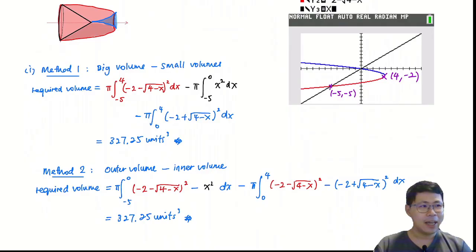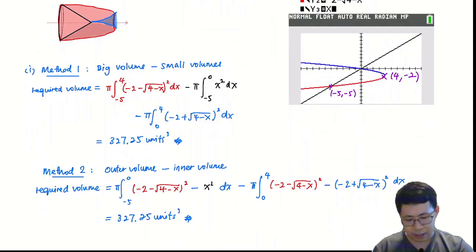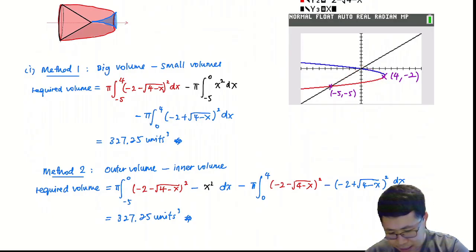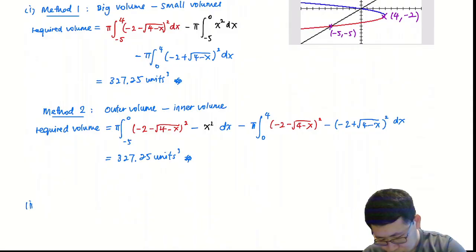Now find the exact area of S. For S over here, actually it would be more convenient, if you observe, to do it by dy. So if you look at this, it will be the right curve minus the left curve to get this area over here. So the easier method would be this for part 2.